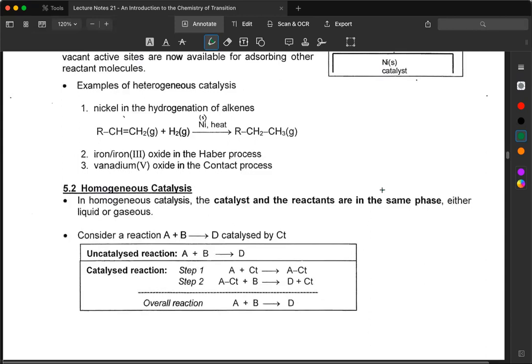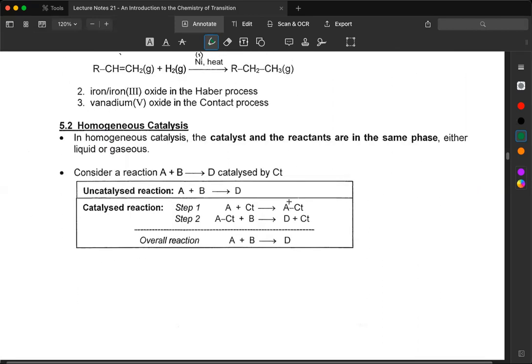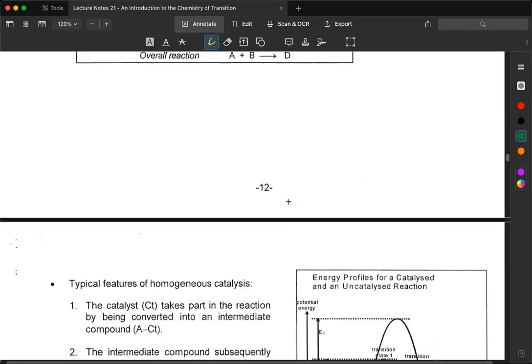For homogeneous catalysts, the mechanism works a bit differently. Instead of providing a surface, we don't really talk about an active site here. Okay, so the catalyst and the reactants are in the same phase, either liquid or gaseous. So with the help of the catalyst, let's say CT is the represented symbol, A will first react with the catalyst to form an intermediate product. And this intermediate product is able to react with B to form the desired product and release the catalyst, which can be used to react with another reactant molecule.